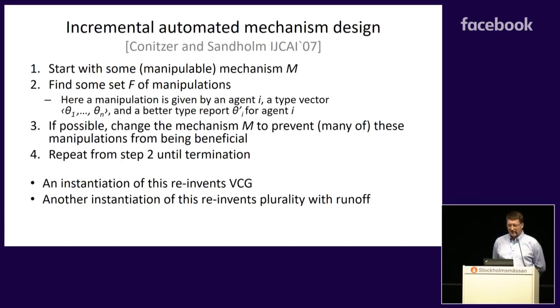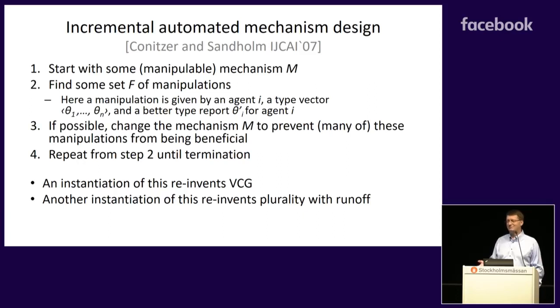So we start with some manipulable mechanism M. We find some set of manipulations F. Here a manipulation is given by an agent i, a type vector of all of the players, and a better type report, in other words, a beneficial lie for agent i. And of course, there's a lot of choice here. Do we find one manipulation, one per player, the best manipulation per player, or all of the manipulations, and so on? Three, if possible, change the mechanism to prevent many of these manipulations from being beneficial.